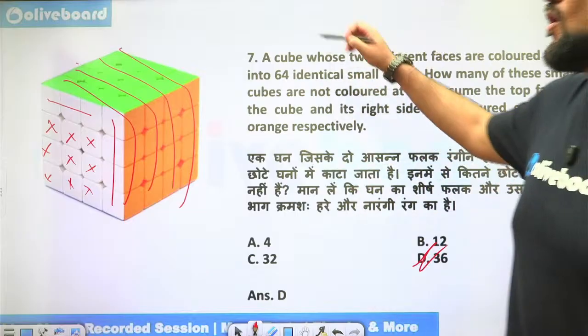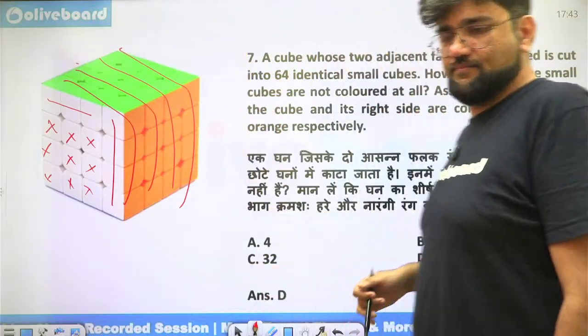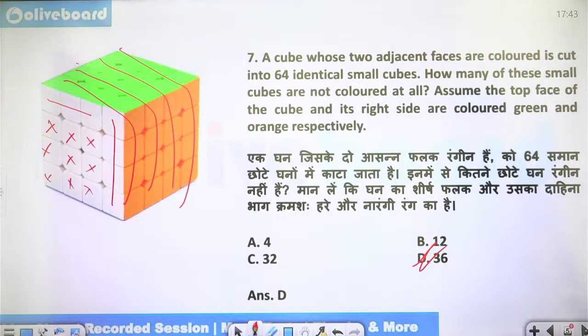Because green and orange are only on the top and side. They are not there also. There also it is uncolored. Cool? Good question. See, next one.